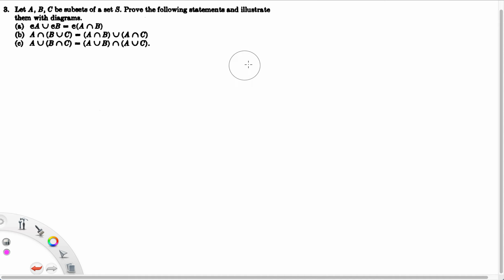So, this illustration that I'm about to draw is just one possibility of what this could be. Like A and B, for instance, could be disjoint, or A and B could be the same set. It doesn't specify here, but this is just one possibility. So let A be the area inside this pink circle here, and then let's say B is this orange circle here.